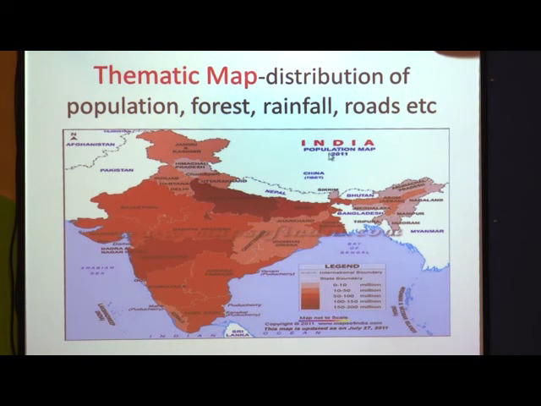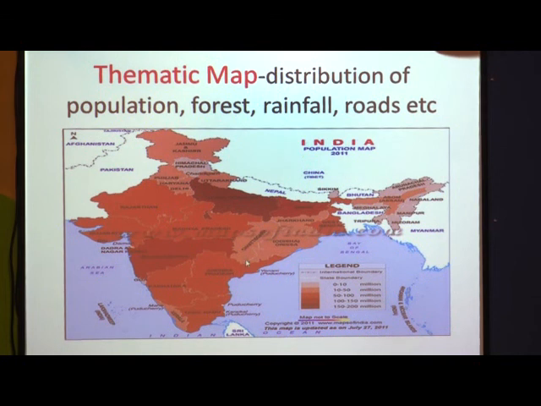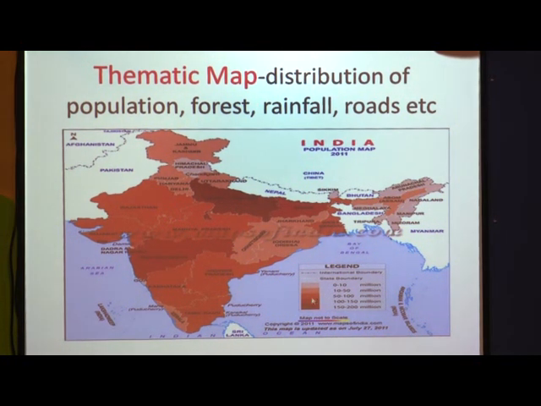See, it is given as a population map, meaning this map is showing information only about population, how much population is there in this state. So, this is called a thematic map. It shows the distribution of population, and it can show forest, rainfall, roads, etc.